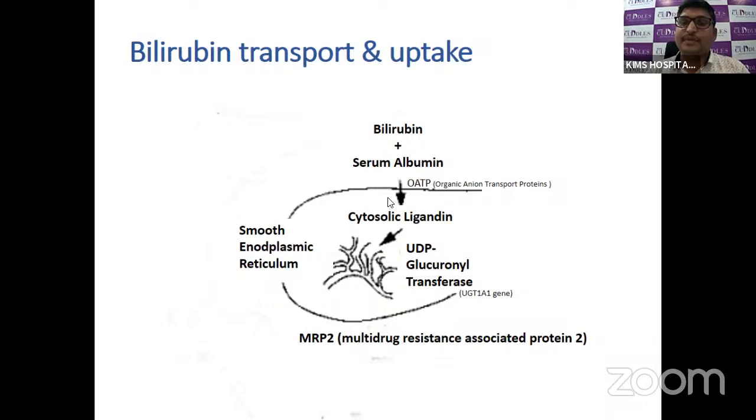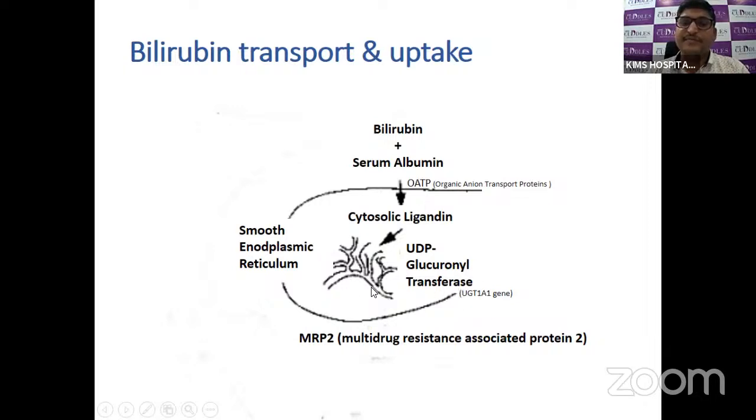Albumin-bound bilirubin gets transported to the hepatocytes with the help of organic anion transport polypeptides. Once it enters the hepatocyte, it binds to a ligand in the cytoplasm. Then it undergoes glucuronidation with the help of the UDP glucuronosyltransferase 1A1 gene. Mutation and loss of function of the gene can lead to hyperbilirubinemia. We are not focusing predominantly on this, but this is the importance of knowing the pathophysiology.